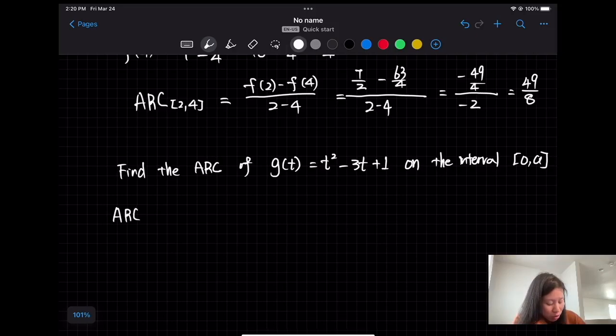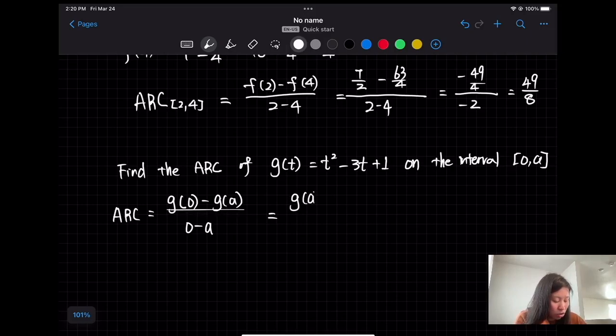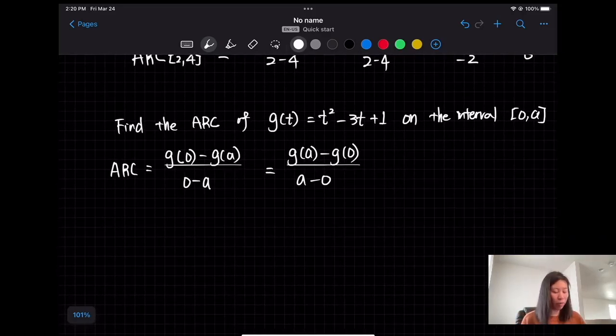Well, the average rate of change formula should be g of 0 minus g of a. Oh, we've been using y1 minus y2, so that means in the bottom, we also use x1 minus x2. Or you can use g of a minus g of 0 over a minus 0. Either one is fine. Since in the previous example we already used y1 minus y2, in this case I'm going to use y2 minus y1. Okay, this is the formula of average rate of change.